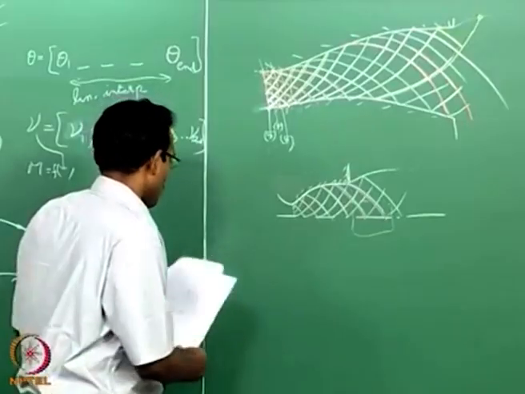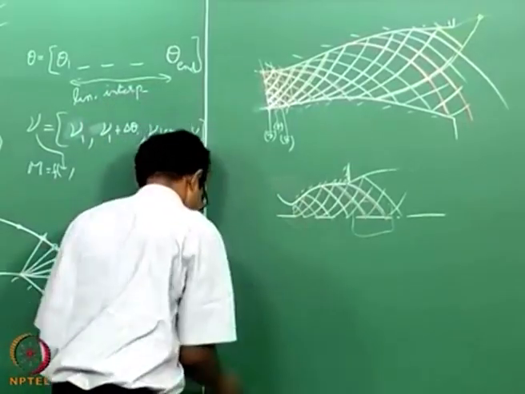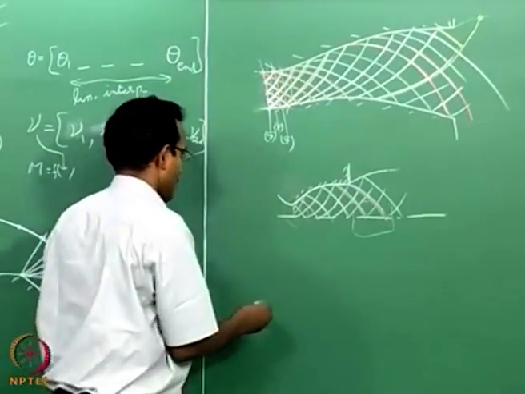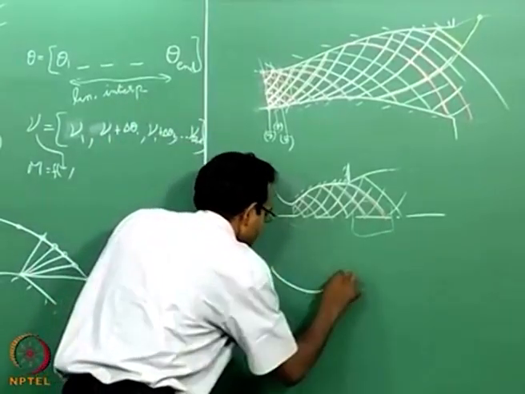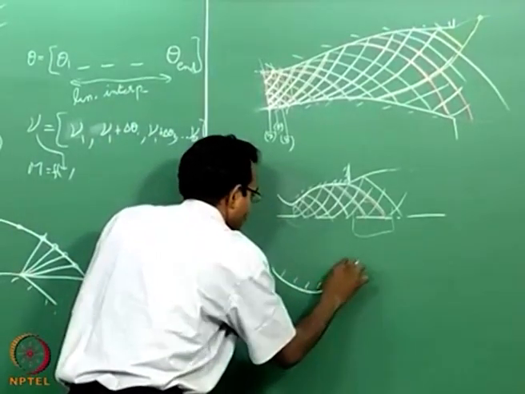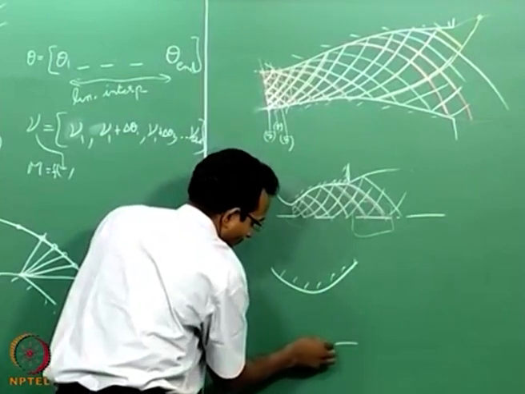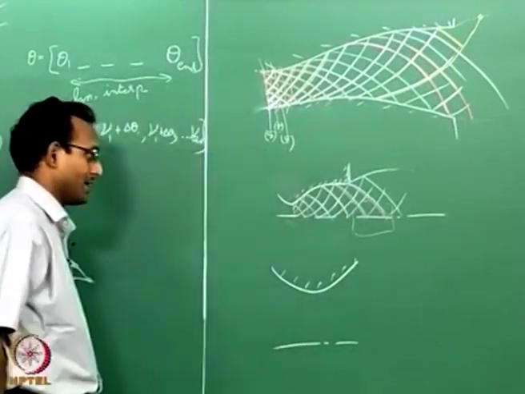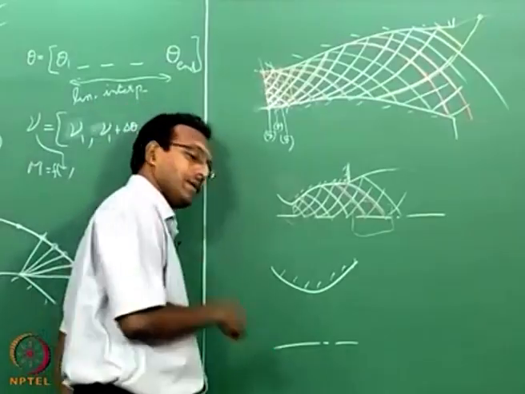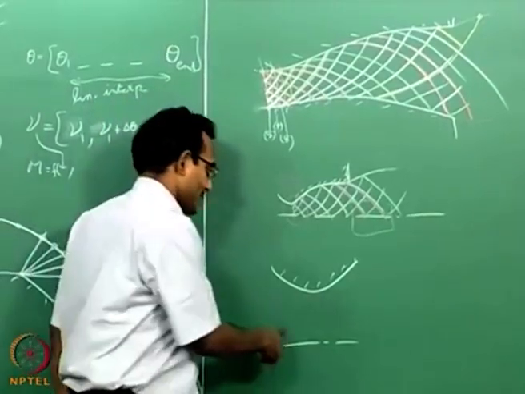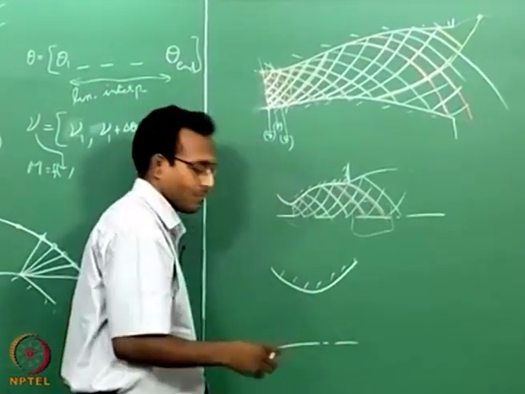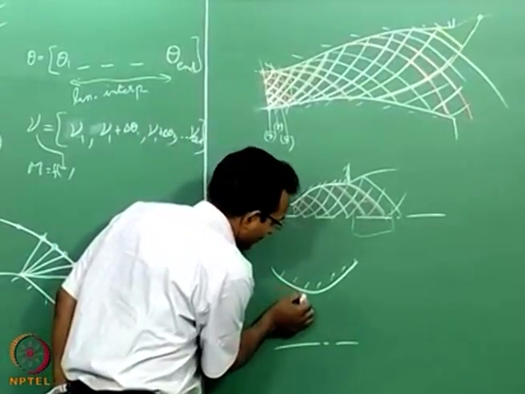So if I expand just this region, if I think about just that region, something like this. Now typically if you are looking at the transonic flow around this region, Mach line contours look like this.